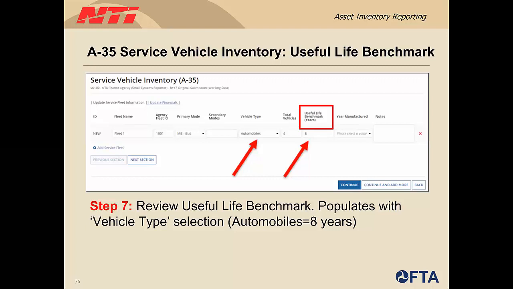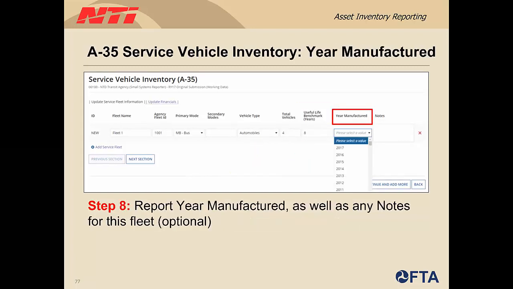Next is the useful life benchmark. This will pre-populate with the FTA default for the particular vehicle type that you selected, but you can update this to match your agency's specific useful life benchmark if it does differ from the FTA default. Now you will report the year manufactured for the vehicle fleet. Again, please note that this is not the model year, but the actual year that the vehicles were manufactured.